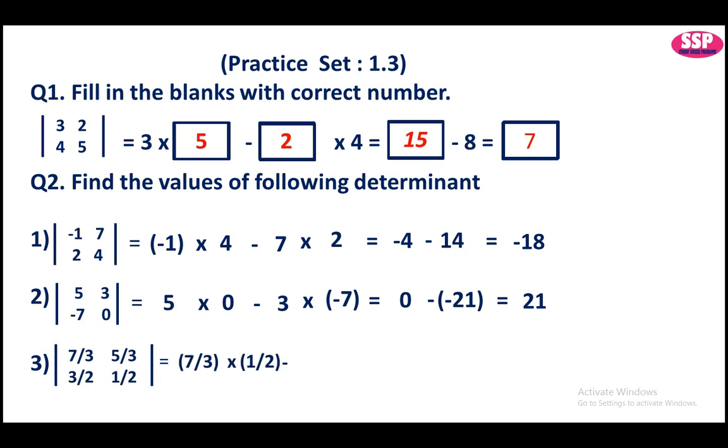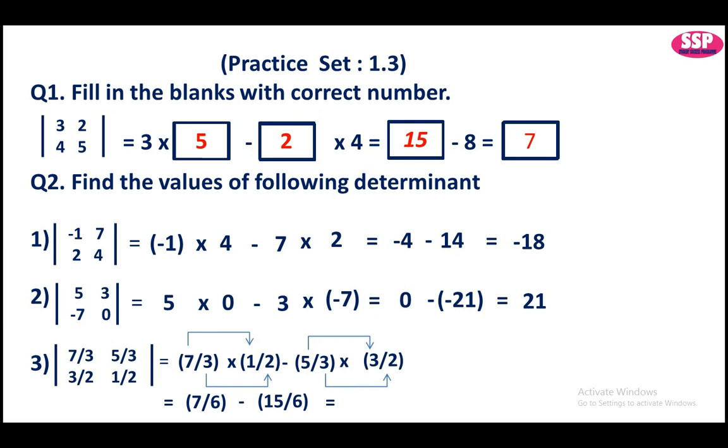The third determinant is equal to, we have to perform the cross multiplications as earlier. 7 upon 3 multiplied by 1 upon 2, minus 5 upon 3 multiplied by 3 upon 2, is equal to 7 ones are 7, product of numerators divided by product of denominators, 7 ones are 7, 3 twos are 6, 7 upon 6, minus the second multiplication, 5 threes are 15 in the numerator, 3 multiplied by 2 is equal to 6 in the denominator.